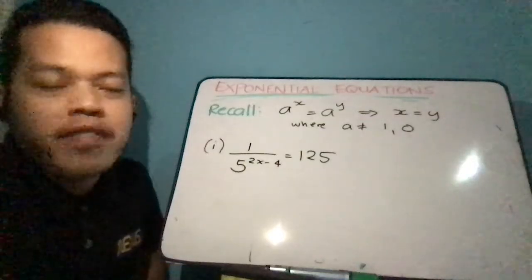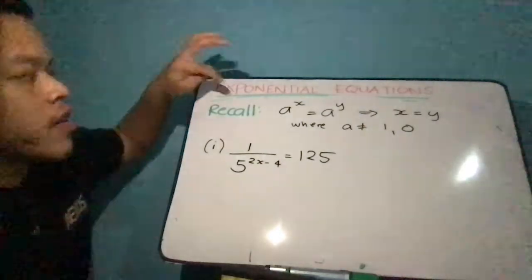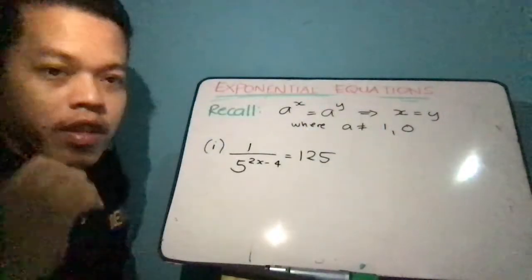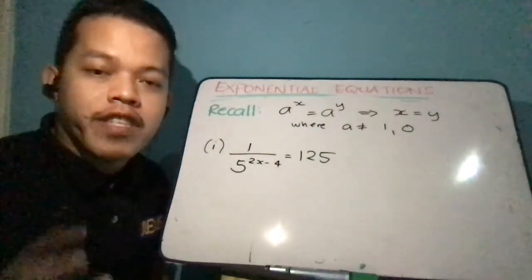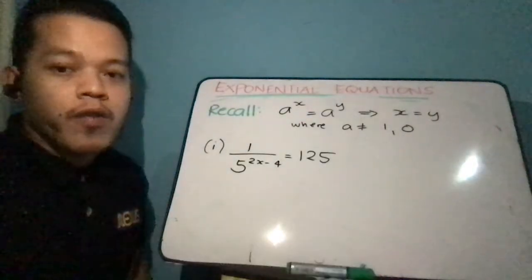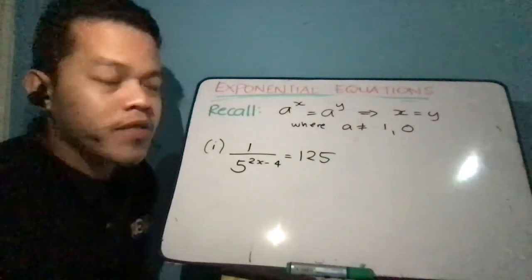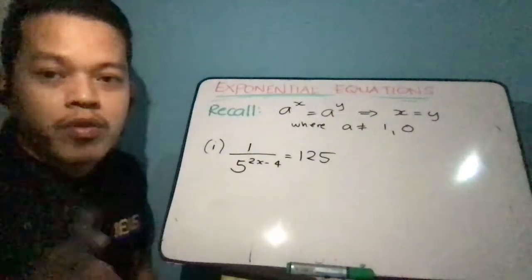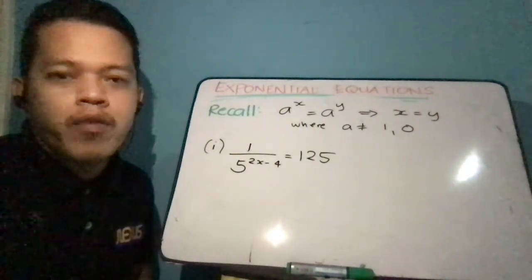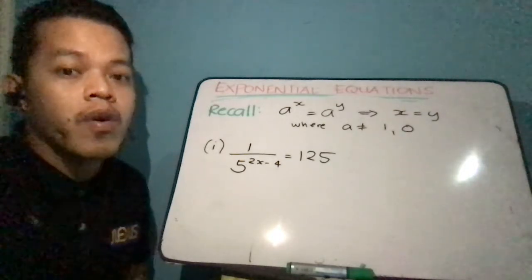Okay, let's have the second part of exponential equations, and let's have a quick recall. When a to the power of x is equal to a to the power of y, when the exponential equations have the same base, this implies that x is equal to y, where a is not equal to 1 or 0. I have revealed here that a is not equal to 1 and 0, and I want you to understand and discover why we are restricting the value of a to not equal 0 and not equal 1.